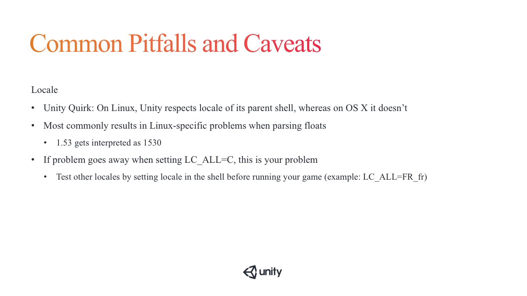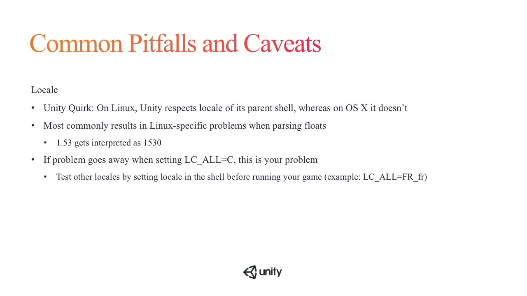What this usually ends up with is that you build your game for Windows, it's fine. You build it for Mac, maybe, it's fine. Then you build it for Linux, and suddenly you have weird problems, usually with parsing floats. So like 1.53 gets interpreted as 1,530. If you think you're having this problem, you can try setting LC_ALL, the environment variable, to C in your shell before you launch the game. If it goes away, this is definitely your problem.